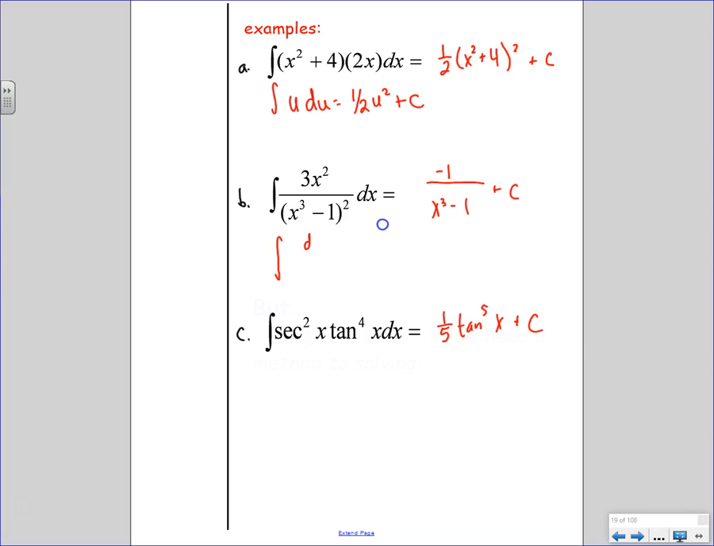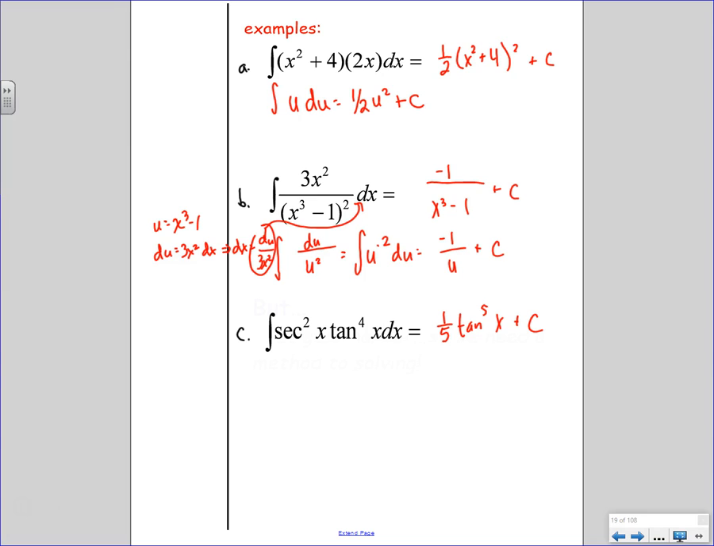This one would be du over u squared, or another way of looking at it is u to the negative 2 du, which would be negative 1 u to the negative 1 plus c. Careful, add 1, not subtract. These are doable. You could plug that in, and so the 3x squared is canceled, the du replaces it, and make that u.